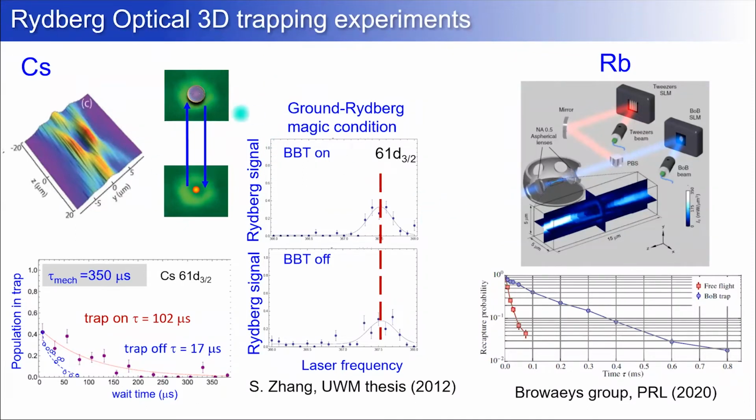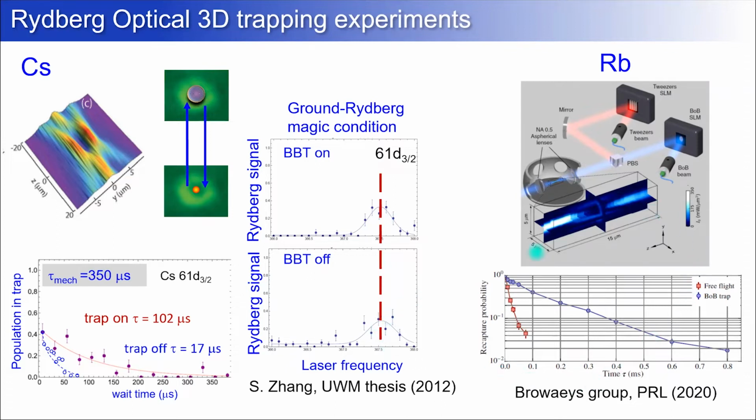This is some work that, for reasons I cannot explain, we never published, but it's in a thesis from my group, where we did this with cesium atoms and showed that we could get long, essentially mechanical lifetimes of 350 microseconds, which are very long compared to the sort of 1 microsecond gate times. We also showed that we could tune parameters to get essentially a magic condition, with no shift between the ground and the Rydberg state. We will do some more work and publish this at some time.